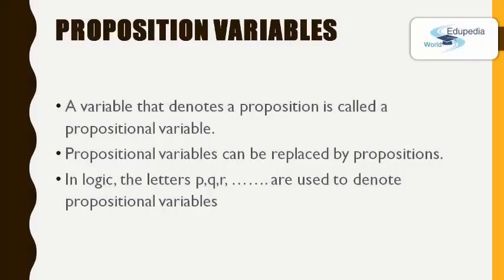Good. Now the next thing we are going to learn is what are propositional variables. A variable that denotes a proposition is called a propositional variable. A propositional variable can be replaced by a proposition. In logic, the letters P, Q, R, A, B, C, U, V, such letters that are near each other in the alphabet, are used to denote propositional variables. Now let's see how they are being used in propositional logic.